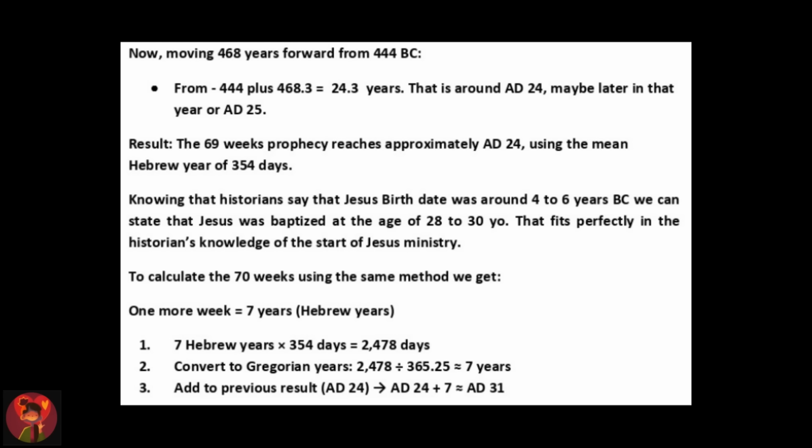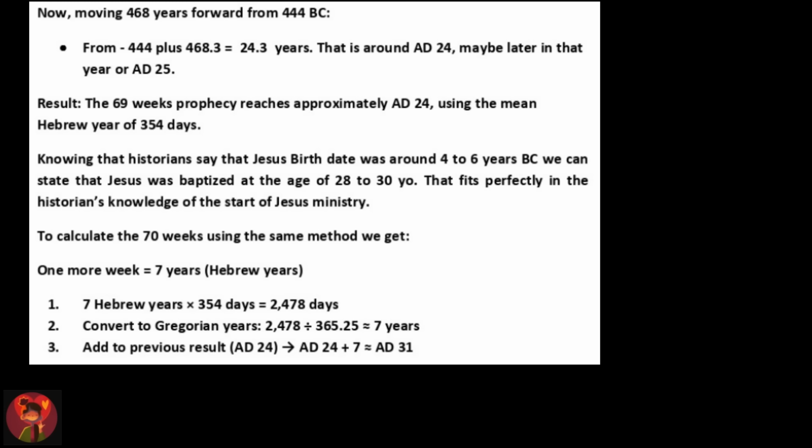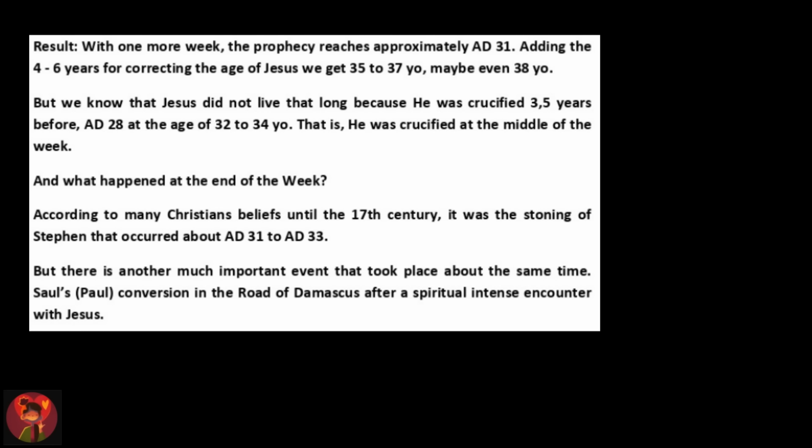To calculate the 70 weeks using the same method, we get, with one more week, the prophecy reaches approximately AD 31. Adding the 4 to 6 years for correcting the age of Jesus, we get 35 to 37 years old, maybe even 38. But we know that Jesus did not live that long, because he was crucified 5 years before, AD 28, at the age of 32 to 34 years old.